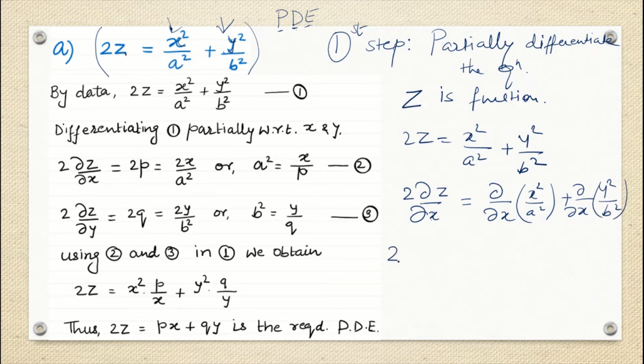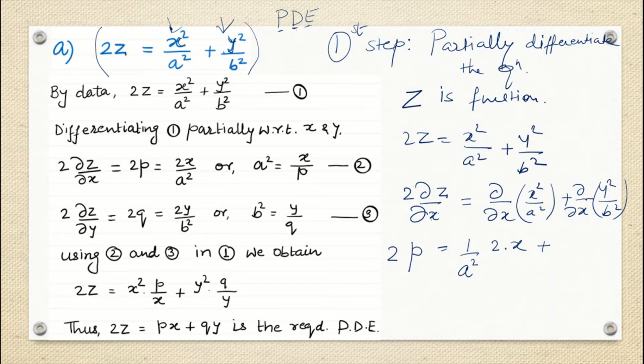So this is 2 into del by del x of z. We have given it a name: del by del x of z is nothing but p. For easy writing, instead of writing del by del x of z, I am just writing p. Now 1 by a square is a constant, so I take it out, and del by del x of x square will give you 2 into x, plus this is 1 by b square into y square, both are constants.